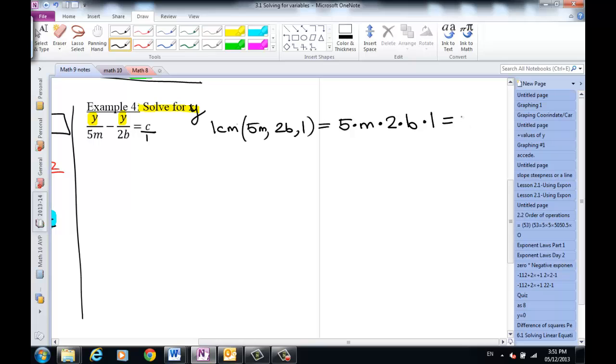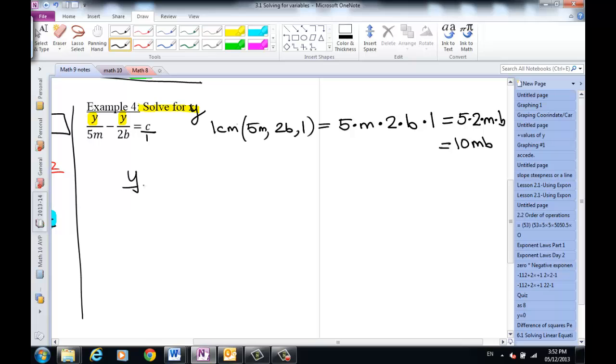We looked at this last year. So this can simplify to 5 multiplied by 2 multiplied by m multiplied by b. I left off the multiplied by 1 because anything multiplied by 1 is itself. And then here I've got 12mb. So this is a pretty hard example, and if you're struggling a little bit, that's okay. So by multiplying by the lowest common multiple, we're going to get rid of these fractions.